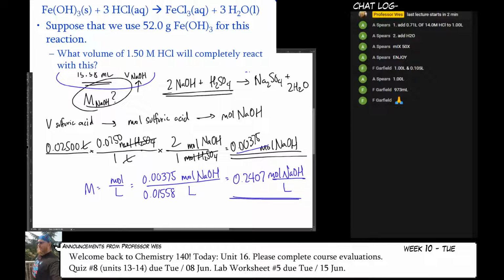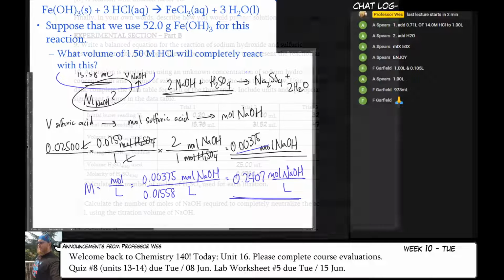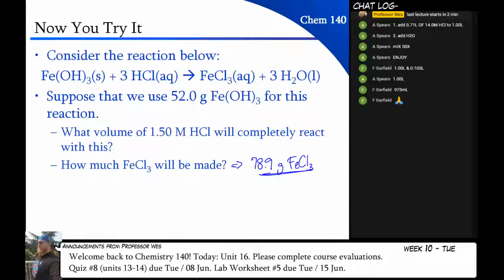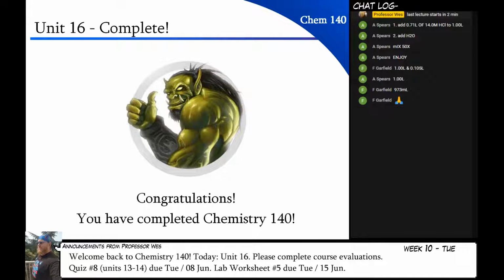But that's how you do a titration. We just do these sort of stoichiometry calculations that we've been doing in this last section. So, oops, we can get rid of this now. All right. I think that might be it. Yeah, that might be it.